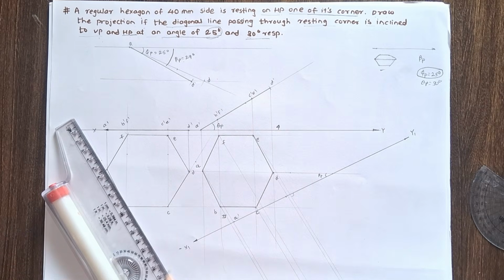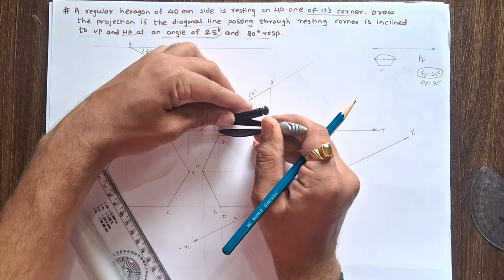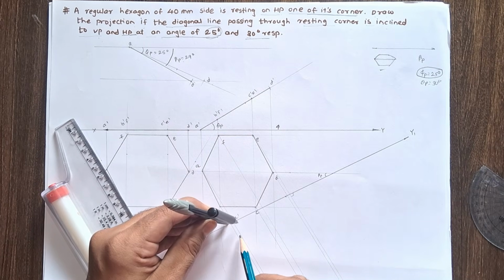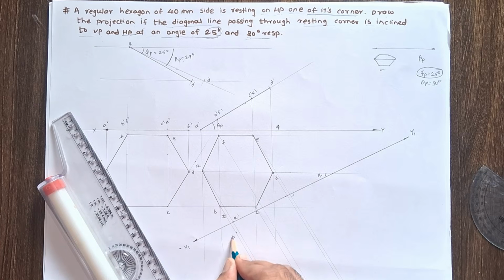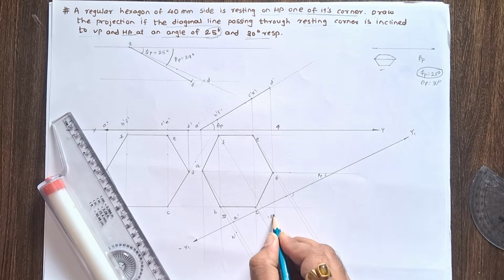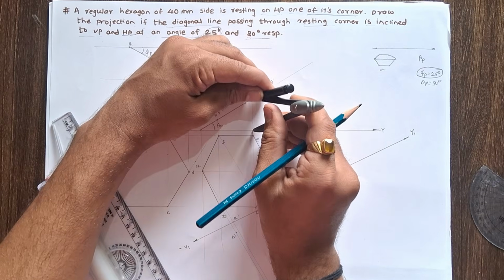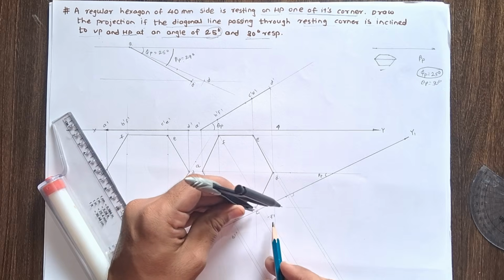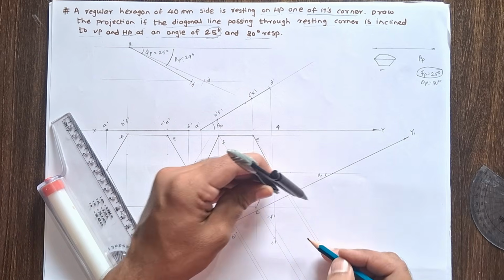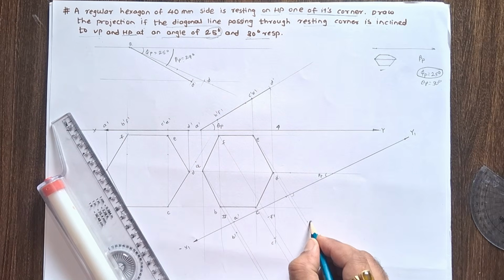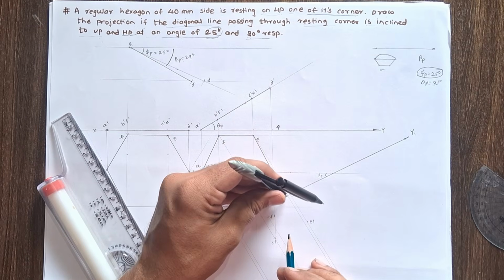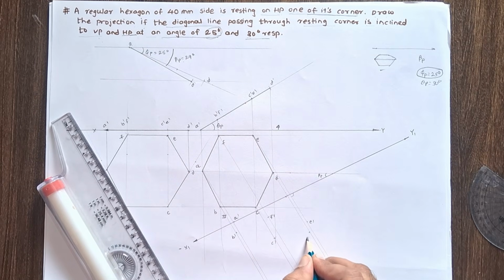Now measure this b dash, f dash distance from xy, measure this distance in a compass and see the projection of b. This is the projection of b, so mark b dash here, and see the projection of f. F projection is here, so here we can mark f dash. Similarly, measure the xy to c dash distance, so c and e point is same, so this is c dash. See the position of e point is here, so we can mark point e dash here. Now measure the xy to d dash distance, so see the d dash point, here is the d projection and we get d dash.